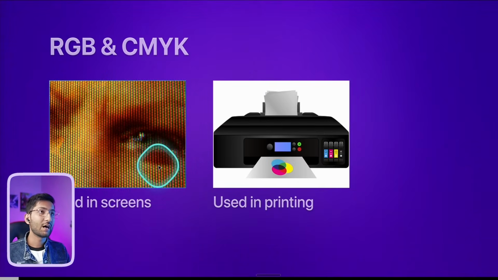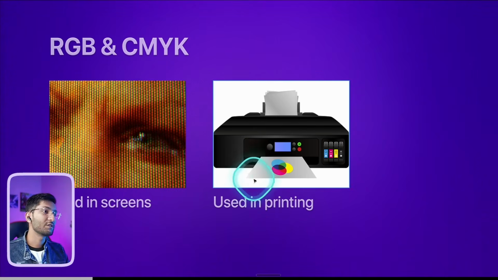The next thing we have is RGB and CMYK. Now RGB stands for red, green, blue, and CMYK stands for cyan, magenta, yellow, key.